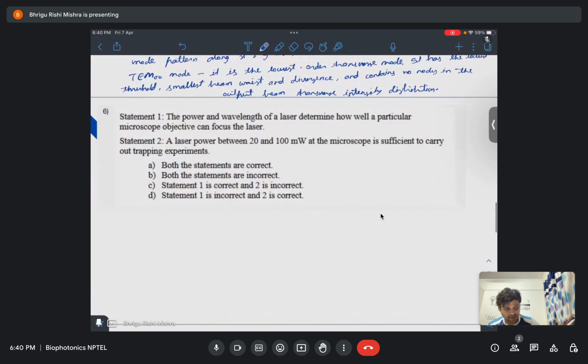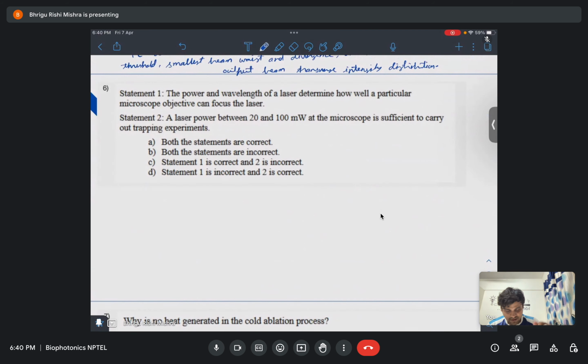Okay, so next question. Statement 1. The power and wavelength of a laser determine how well a particular microscope objective can focus the laser. Statement 2. A laser power between 20 and 100 milliwatt at the microscope is sufficient to carry out trapping experiments. So the correct option is option D, which says statement 1 is incorrect and 2 is correct.